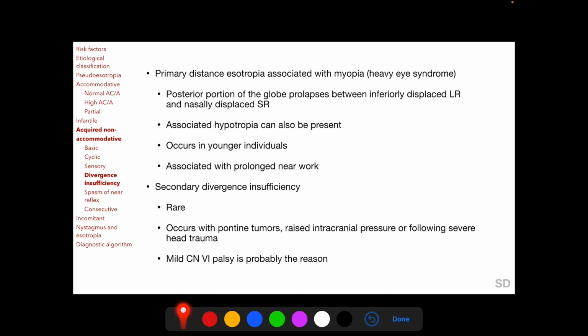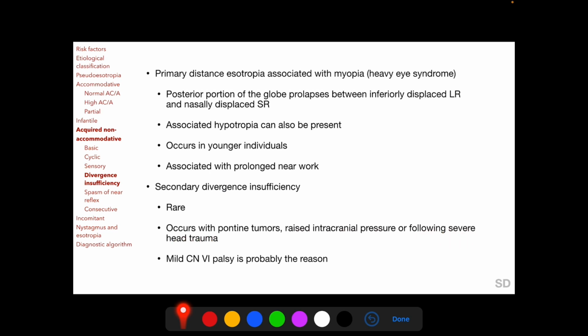The third pattern of divergence insufficiency is secondary divergence insufficiency, a rare entity which can occur with intracranial lesions such as pontine tumors, raised intracranial pressure, or following severe head trauma.